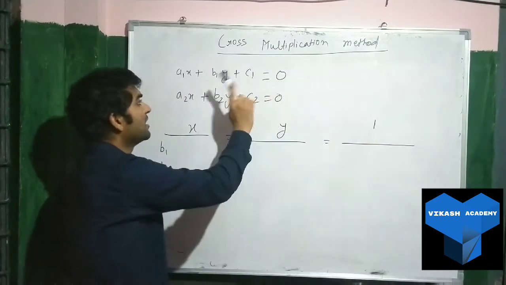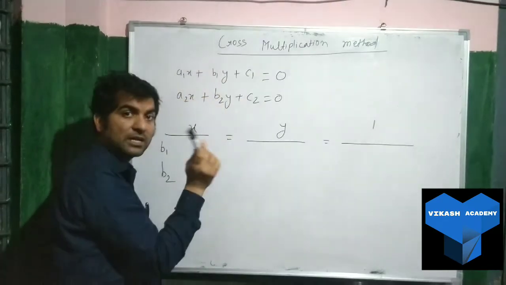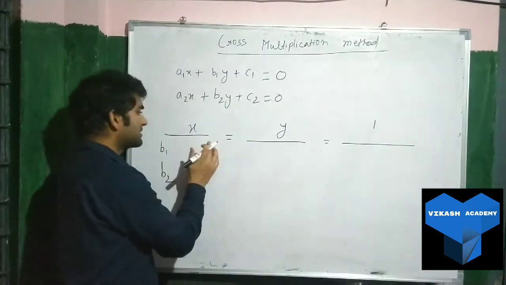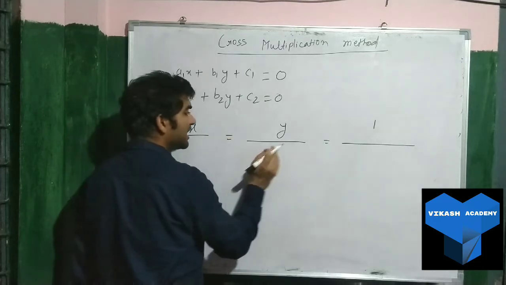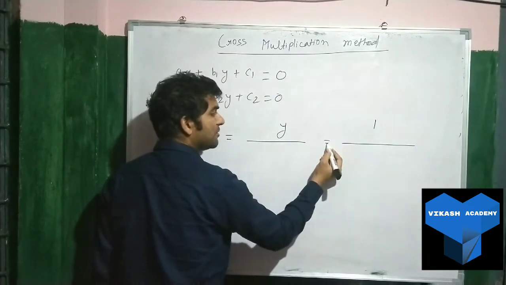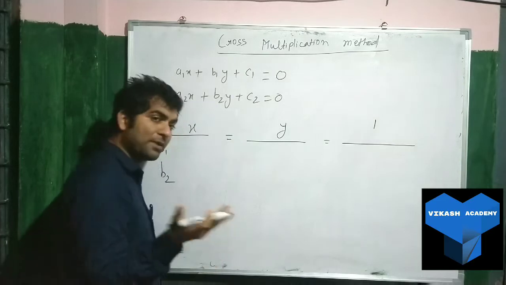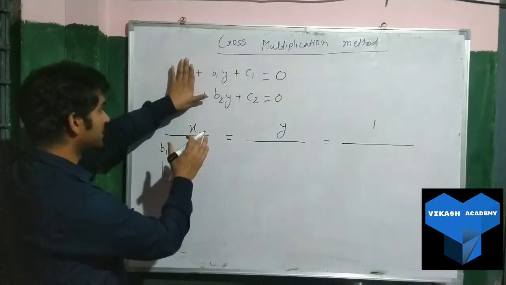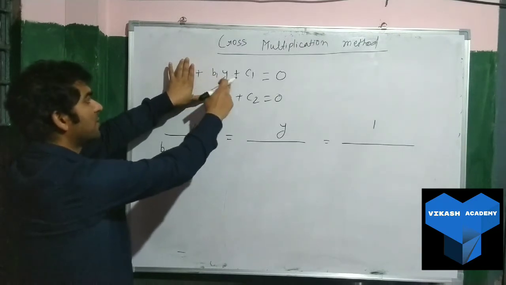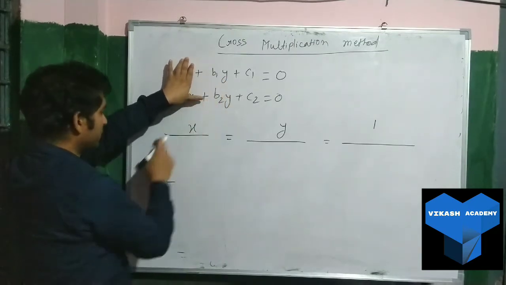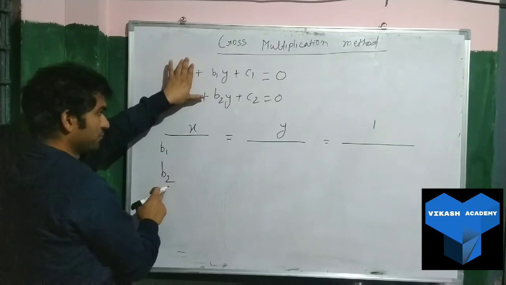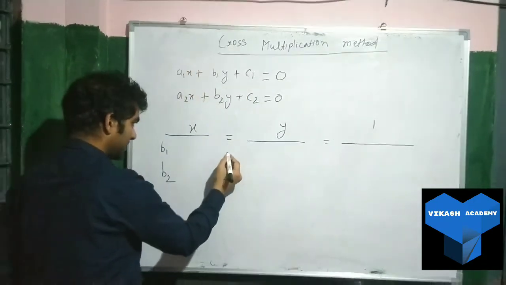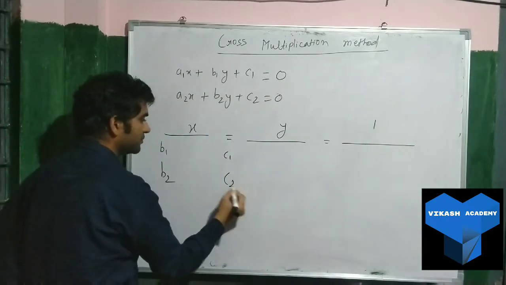If c2 is on that side and c1 is on that side, we have to bring them to this side. Next, you will write x by, then put the equal sign, then write y, then the next equal sign, 1 by. What do we have to write? For the x value, you will cover the x part and take the coefficients of y, so b1 b2. Write down b1 b2 here. Then c1 c2, write down just below this equal sign.